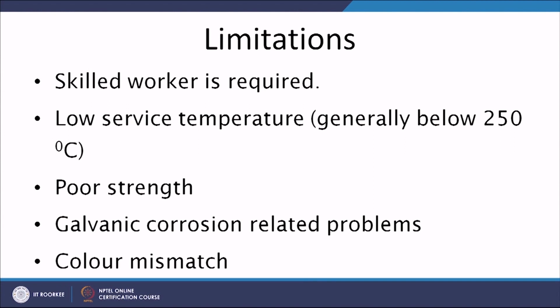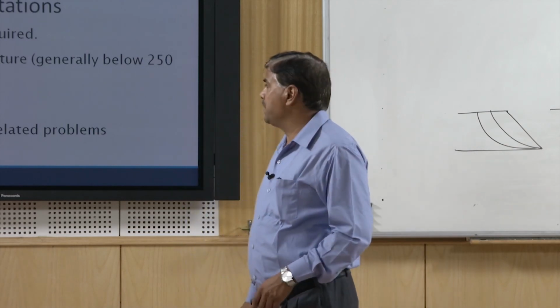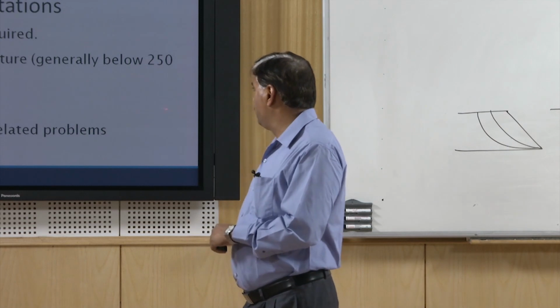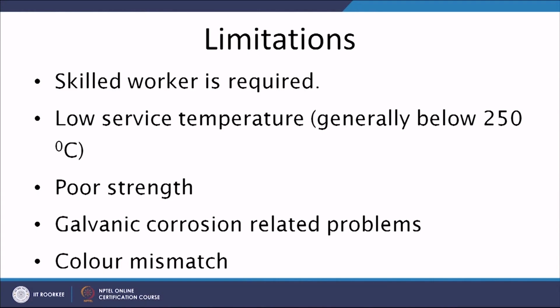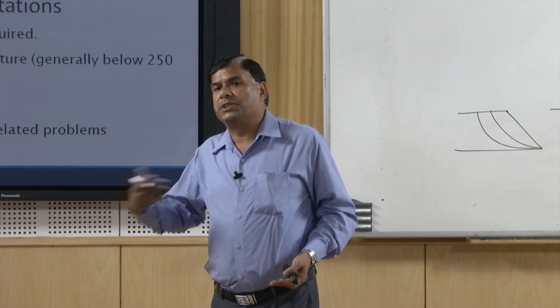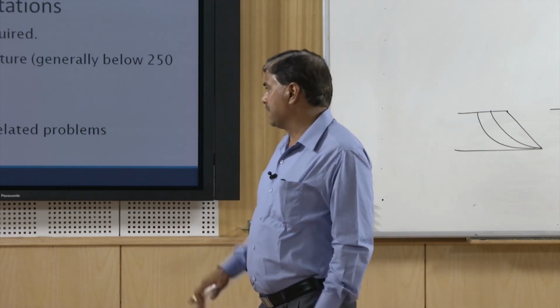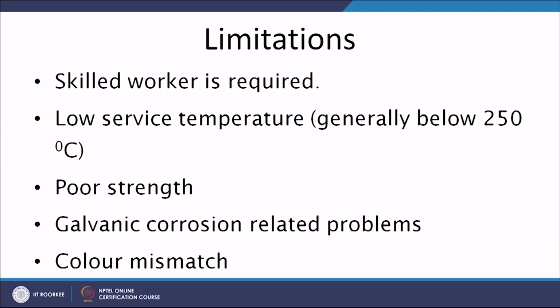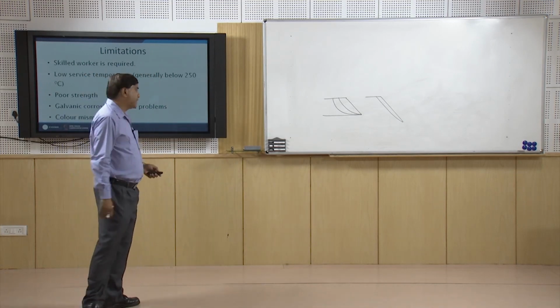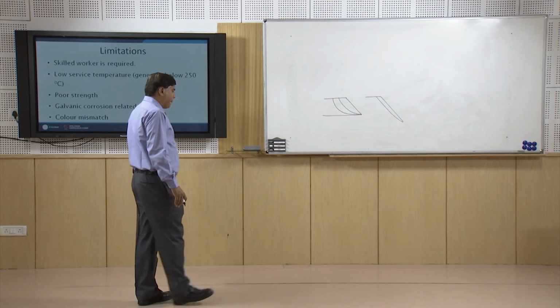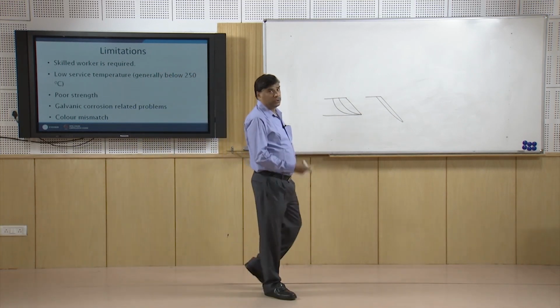Limitations: a skilled worker is required for applying. The temperature conditions for which these joints can be used is low, below 250 degrees centigrade. Certainly solders cannot be used at that high a temperature, but the braze welds and brazing joints can be used below 250 degrees centigrade. Strength is somewhat poor, and due to the dissimilarity of the metals, galvanic couple formation can take place, which can increase the corrosion tendency of the base metal as well. Sometimes the aesthetic value is also lost because the copper, brass or the solder may have a different color from the base metal. So, color mismatch problems can also be there in case of the braze and the solder joints.